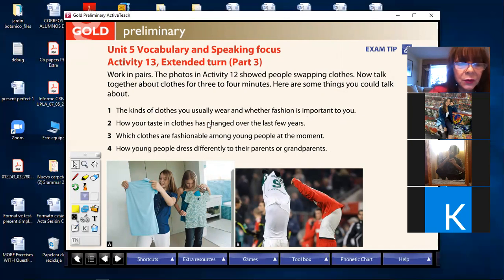Wait a minute. Then we're going to talk about it. How your taste in clothes has changed over the last few years. What clothes are fashionable among young people at the moment? How young people dress differently to your partners, parents, or grandparents. Okay, this is important. Why? Because here we can also pick up some of these questions for the speaking. So, I am worried about this because we have to try to practice this.